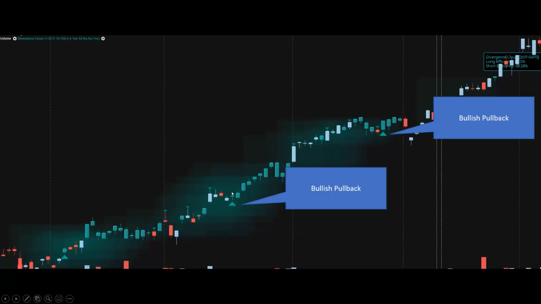So for example, here you have such a consolidation. Price goes down a little bit, retraces, which can be a good entry point to go long again in the hope that the uptrend will continue. A similar scenario we have here. So this is the move number two, which is predicted by Divergence Cloud.